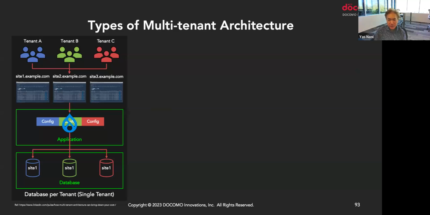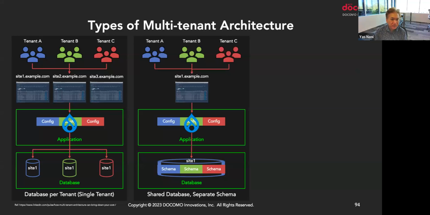The first type of multi-tenant architecture is database per tenant. That is, this is a single tenant model. By using Drupal, multi-site configuration is easy to convert to this purpose because we can set up multi-site with separate databases. In short, we can just copy the database site1 of tenant A for tenant B and C.